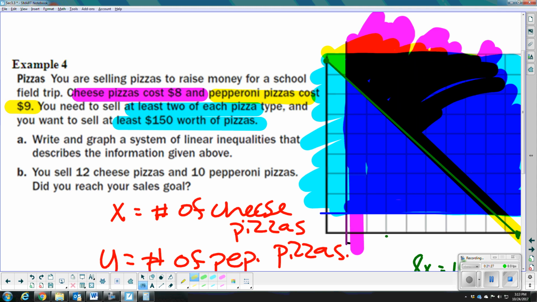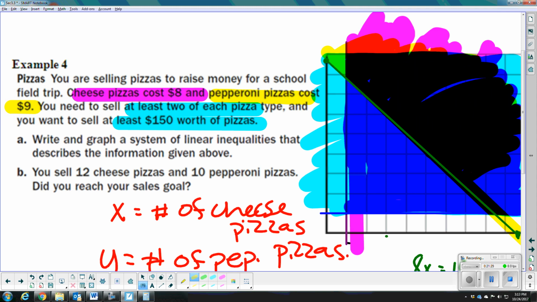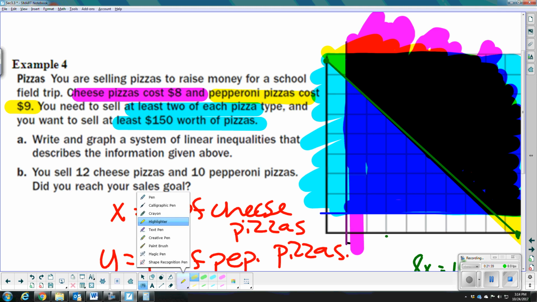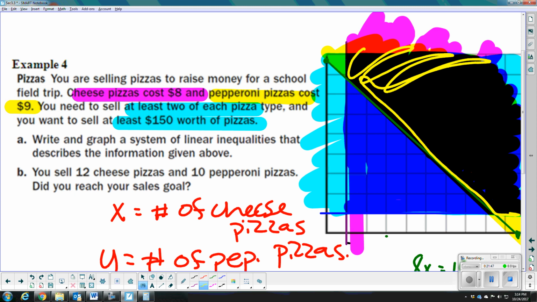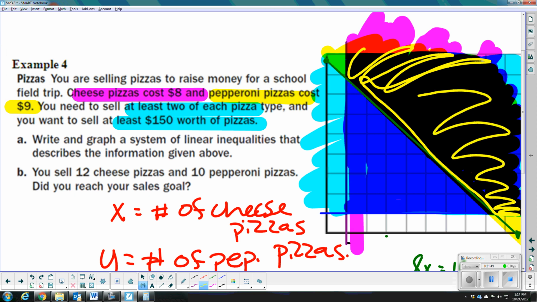So you can see the actual solution here. It's the part that's been shaded all 3 times. So just to kind of highlight, this here is my solution. And all of this area here is my solution.